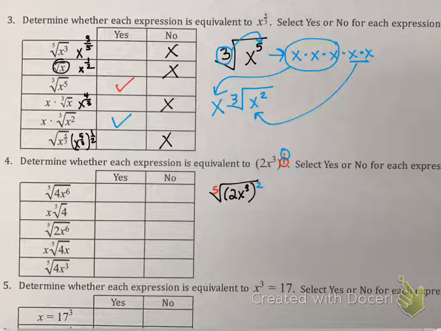Now, none of my answers quite look like that, so what I have to do is my power rule, which tells me multiply through. So there's a 1 right here, so I have the 5th root of 2 squared x to the 6th power. Okay, 2 squared is 4, and x to the 6th power stays. Now I can look, and that is actually an answer choice.